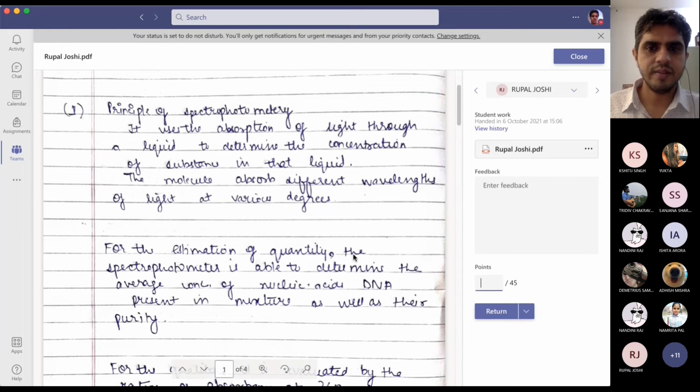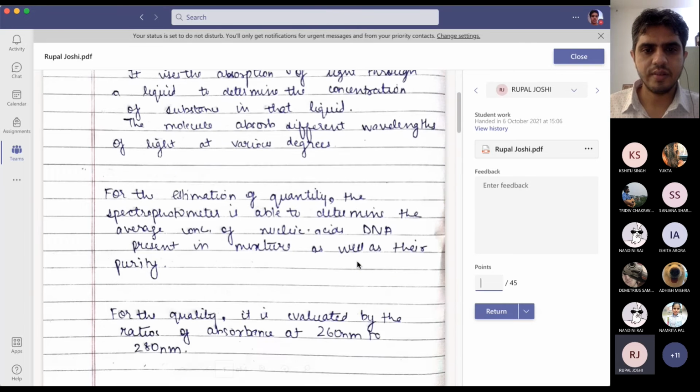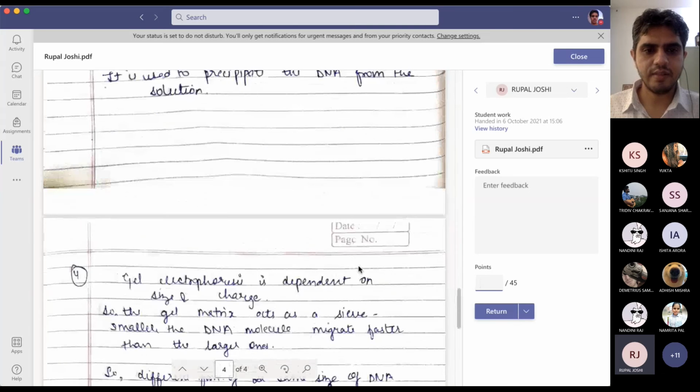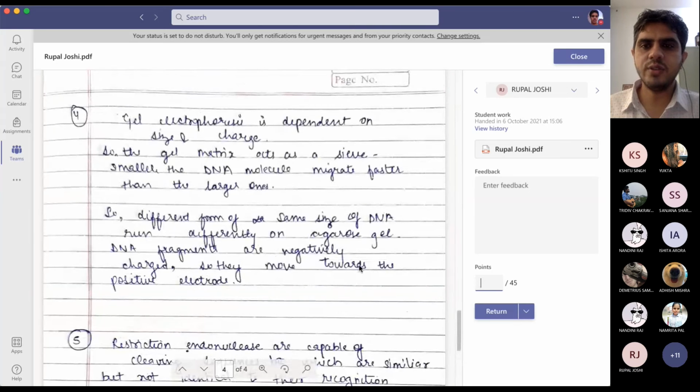Sir, in the gel electrophoresis question. The question was on agarose gel electrophoresis, DNA molecules of the same size may migrate at different speeds. So why? So the gel matrix acts as a sieve, so all are of the same size. Different conformations are there, they migrate differently. Why? This was the question. Different forms of same size DNA run differently. Agarose gel fragments are negative. So when the size is the same, negative charge is going to be the same. No change in negative charge. Everything is the same. So why are they migrating differently? That you have to answer.